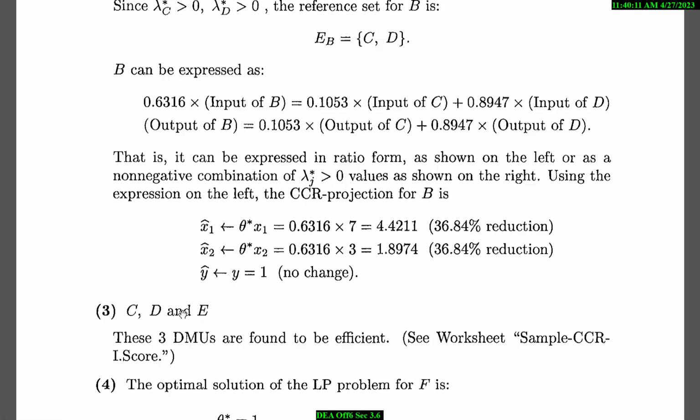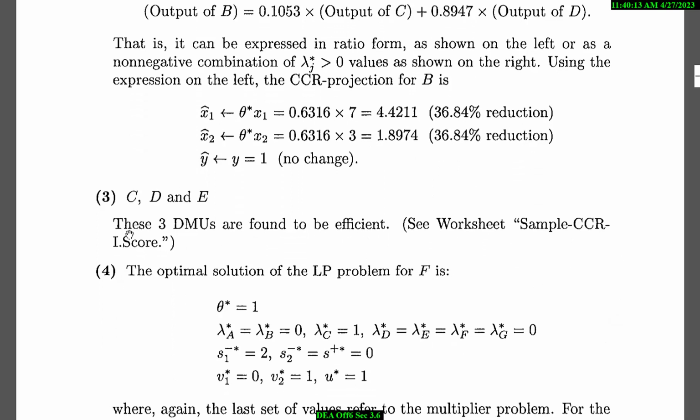If we solve the model for C, D, and E, these are efficient. It means the theta star value in the first phase is 1, and the lambda and the summation, the max slack value, would also be 0.